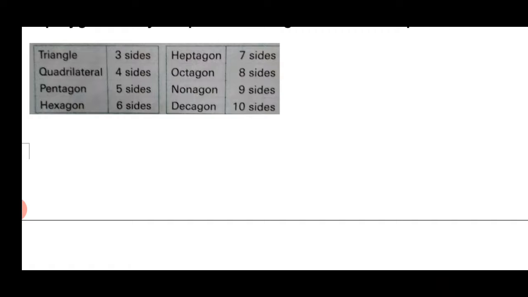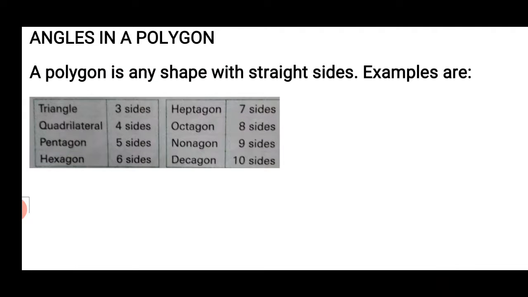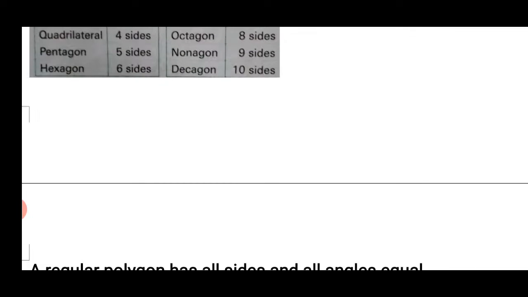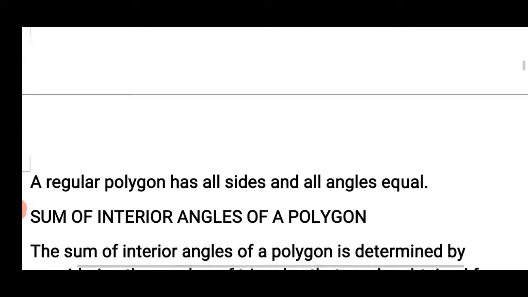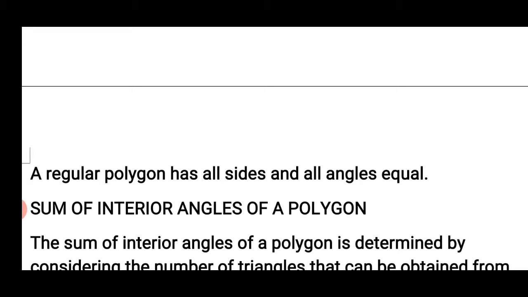We have discussed the sum of angles in a triangle and the sum of angles in a quadrilateral. For other polygons, which also include triangles and quadrilaterals, there is a way of finding the sum of angles. A regular polygon has all sides equal, so all angles are also equal.